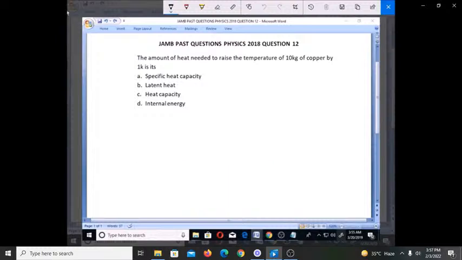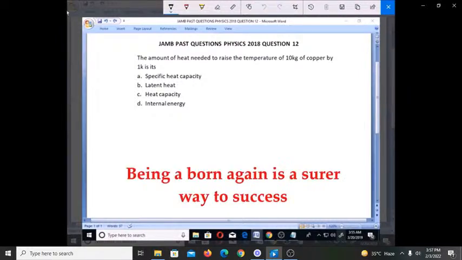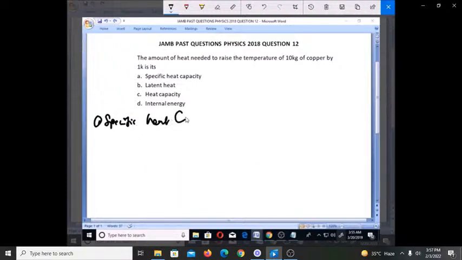Now, for us to be able to appreciate this question very well, we need to know the definition of these various terms. And we're going to start with number 1, which is specific heat capacity. Whenever you hear the word specific, you're considering 1 kilogram. Here we have 10 kilogram. If we had 1 kilogram, we would be talking about specific heat. So this definition still holds true for specific heat, but in this case we're having 1 kg.